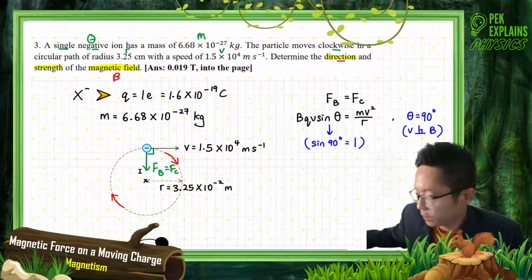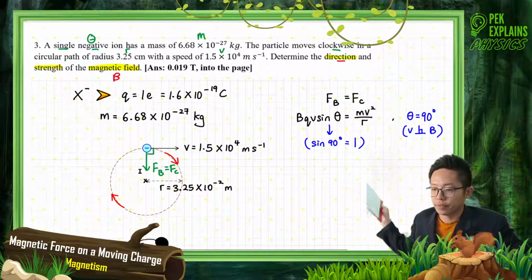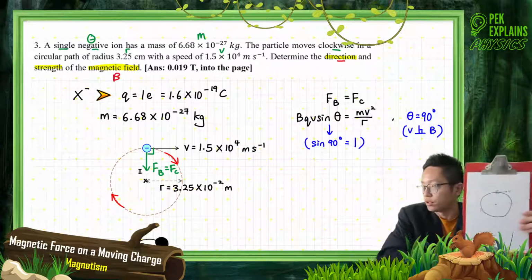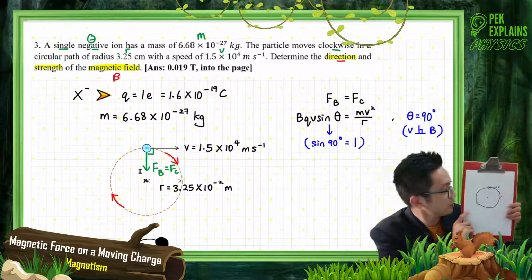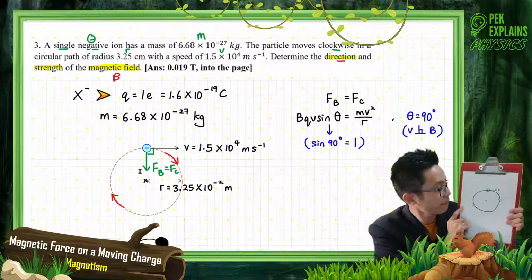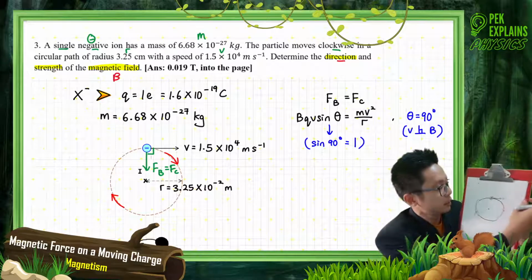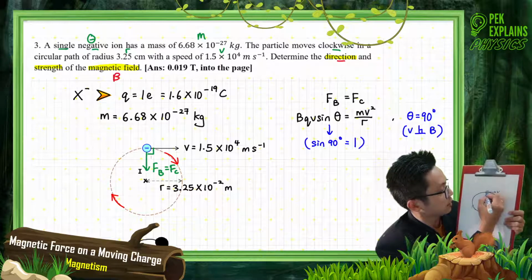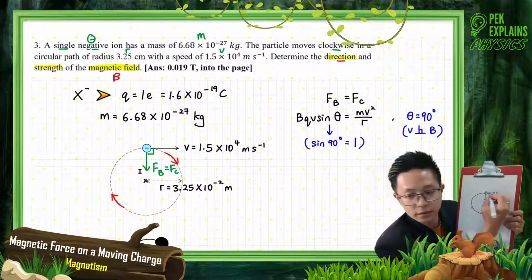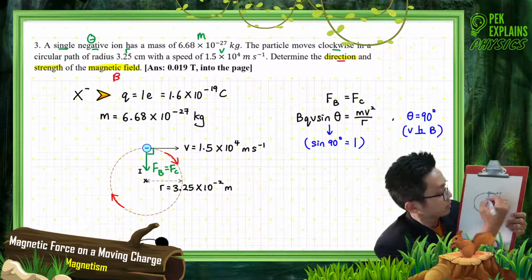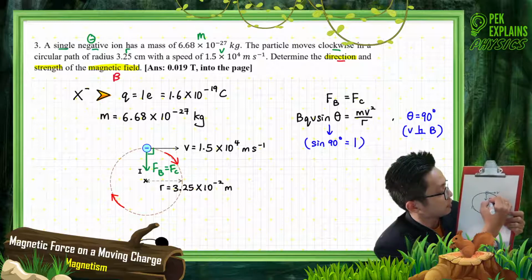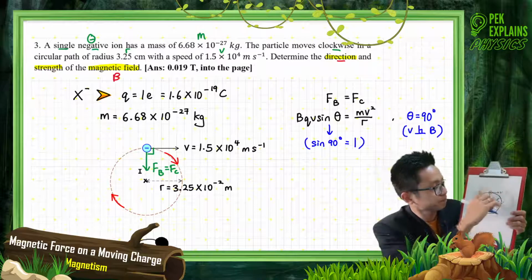Okay, so I have drawn it here, as you can see. Let me show you. I can see from here the magnetic force is towards the center of the circle. So the magnetic force must be in this direction. This is the centripetal force.